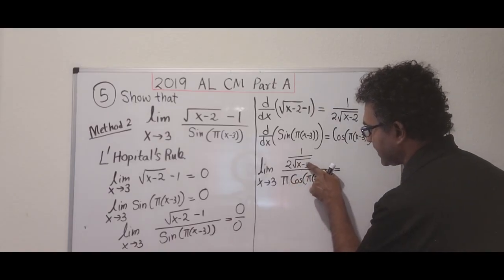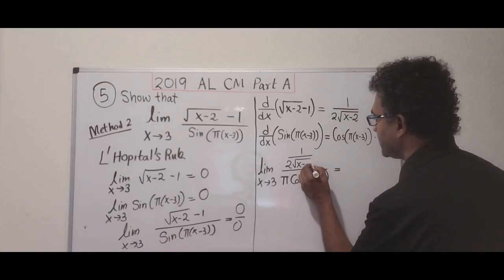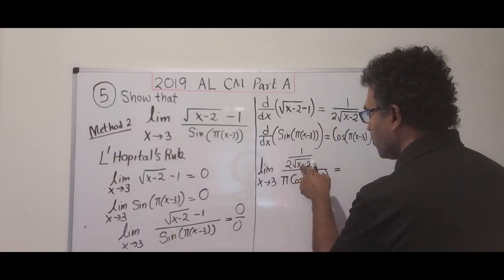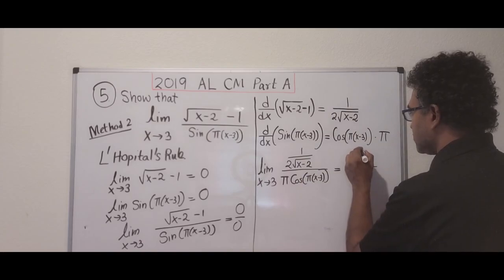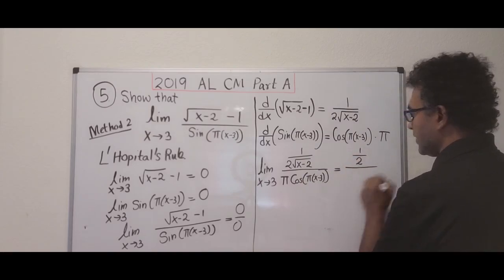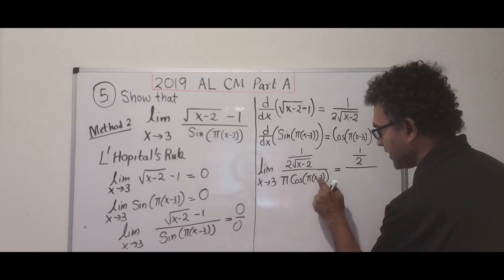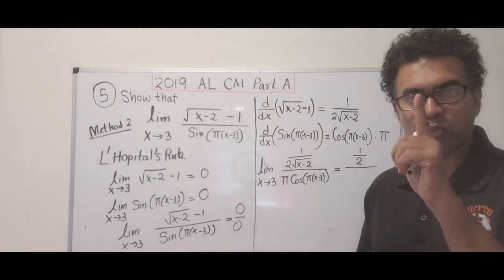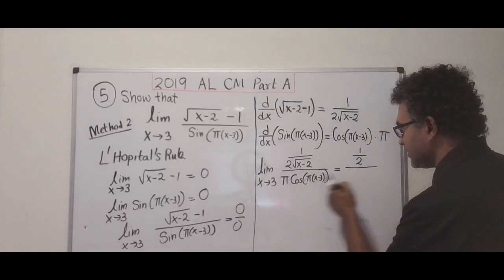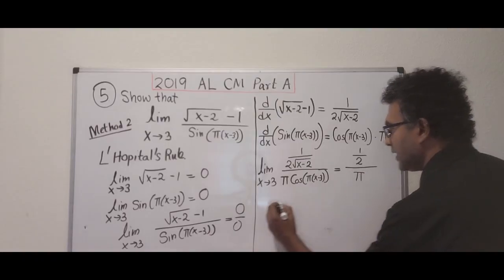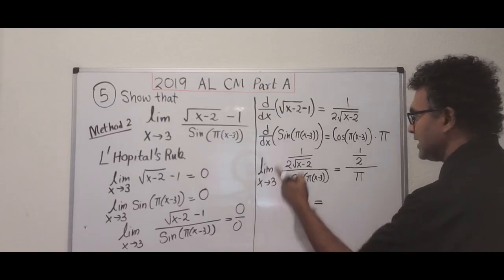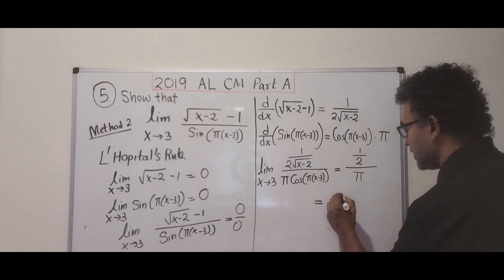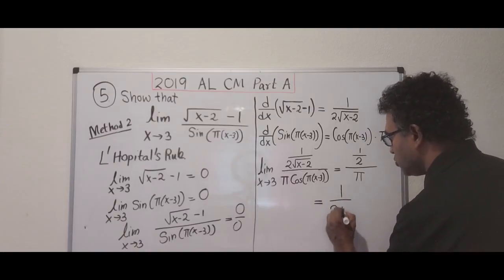I think I made a mistake. This is going to be a 2. That's square root x minus 2. So when I substitute 3 over here, the numerator is going to be just 1 over 2. And the denominator, you can see cosine, this becomes 0. So cosine 0. Cosine 0 is what? Cosine 0 is 1. So here I will just have in the denominator pi. Okay, so then you can see very easily at the limit x goes to 3, this new ratio is going to give us 1 over 2 pi.